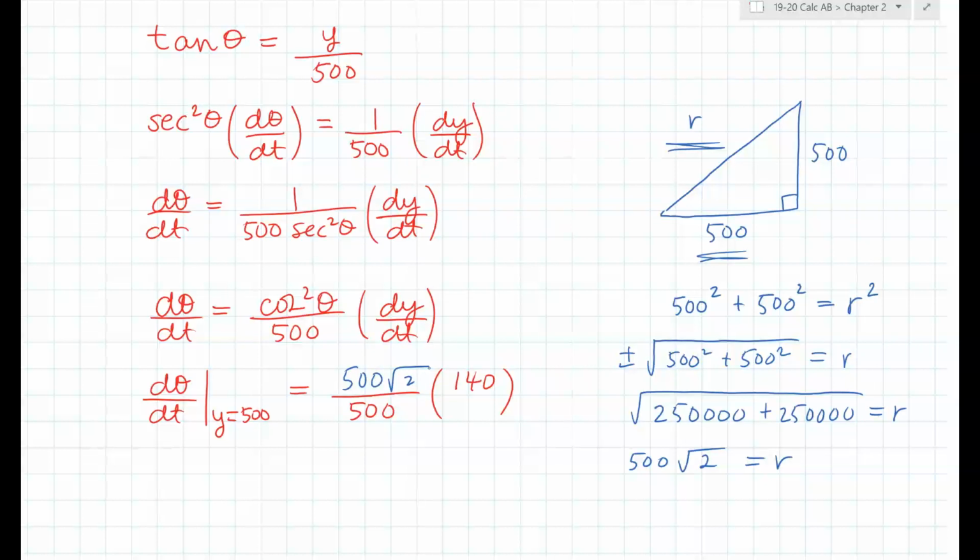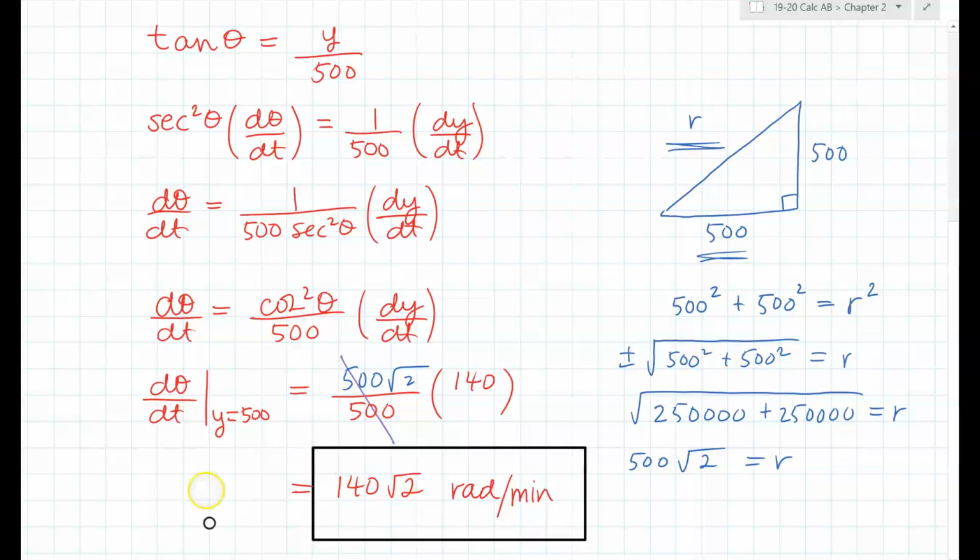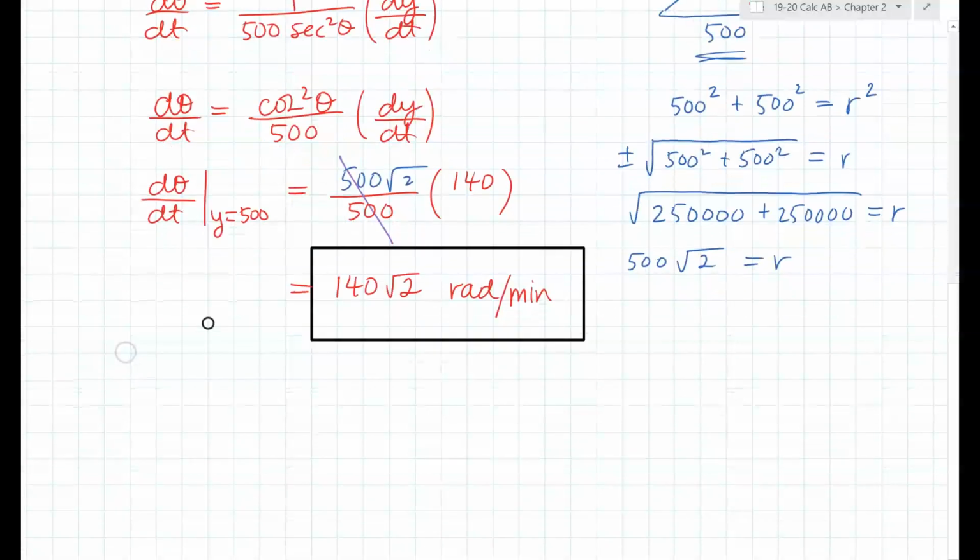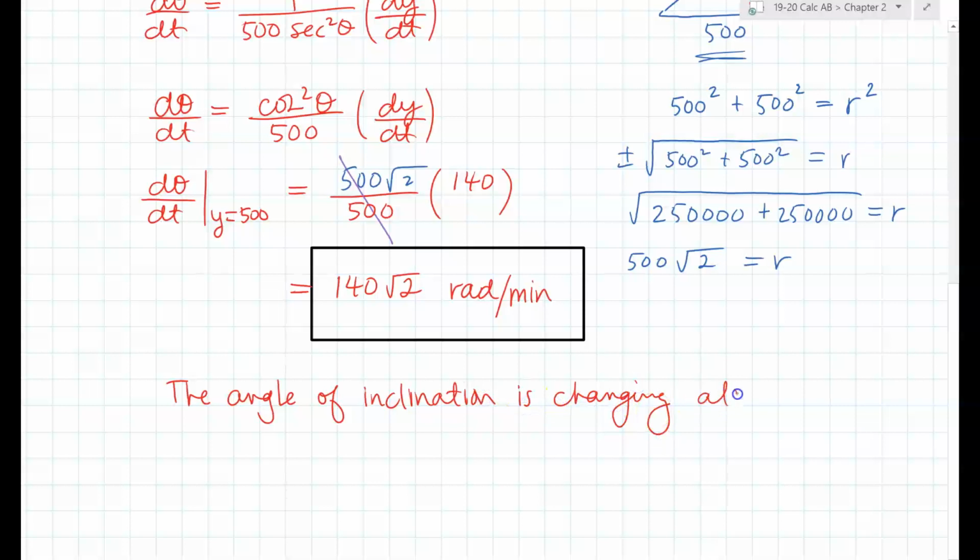Okay, so that's my r value. So if I just cancel that out right here, I get that this is equal to 140 radical 2. That's the rate of change of the angle of inclination, so I'm going to put radians per minute. All right, and then of course you got to write a sentence about it, right? So the angle of inclination is changing at a rate of 140 radical 2 radians per minute.